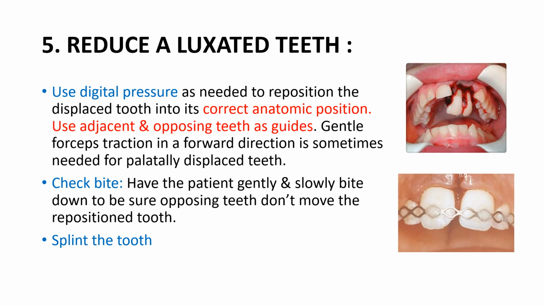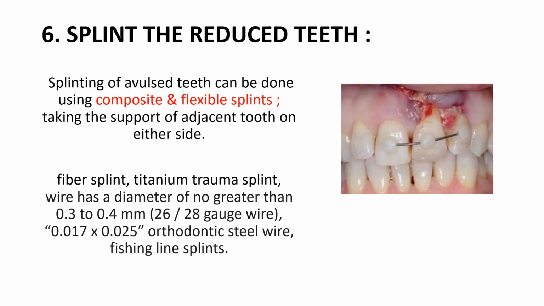Check bite. Have the patient gently and slowly bite down to be sure opposing teeth don't move the repositioned tooth. Splint the tooth. Splint the reduced tooth. Splinting of avulsed teeth can be done using composite and flexible splints, taking the support of adjacent teeth on either side. Fiber splint, titanium trauma splint.